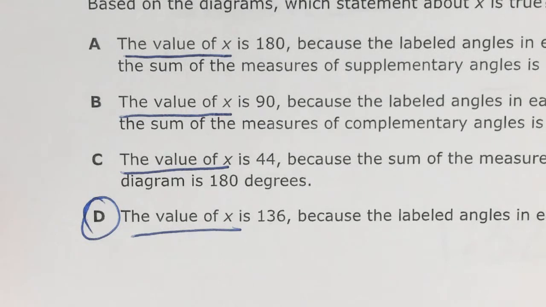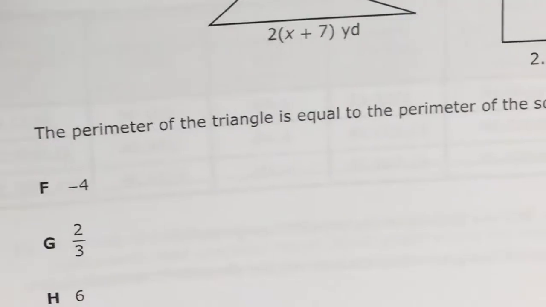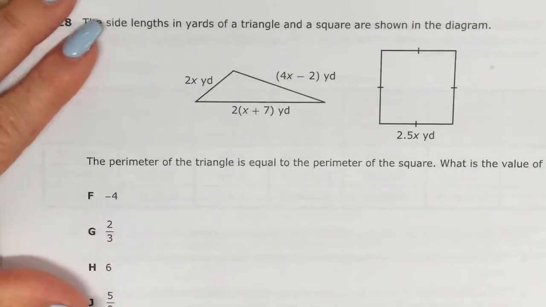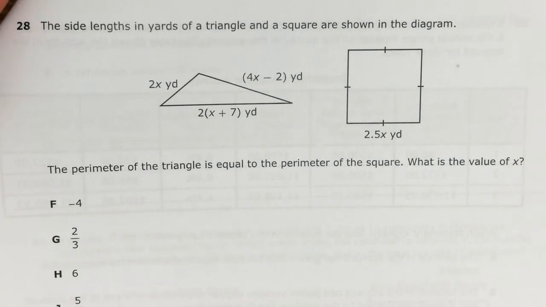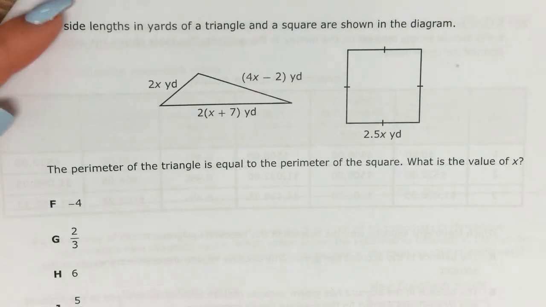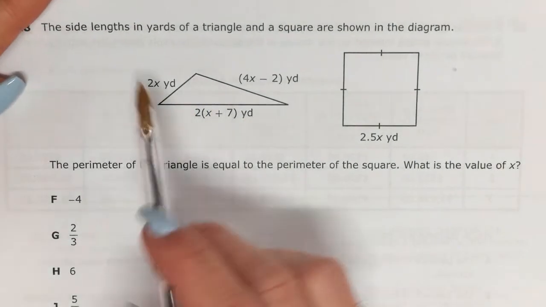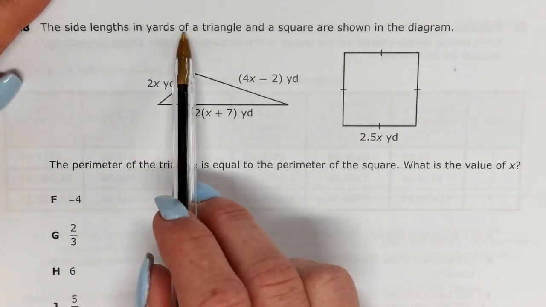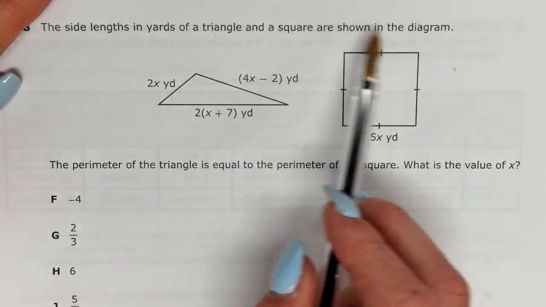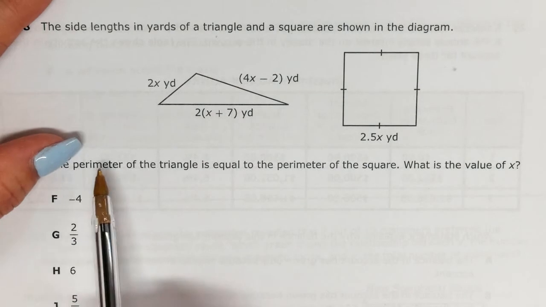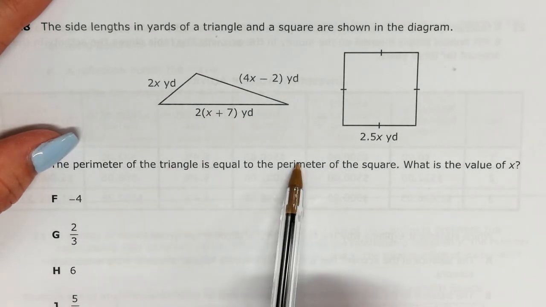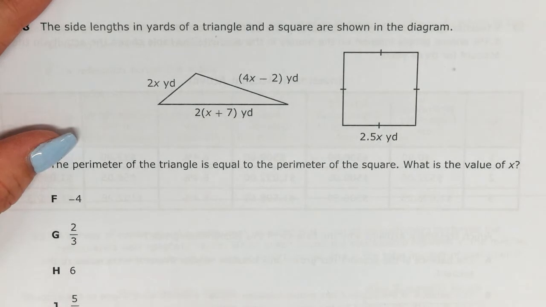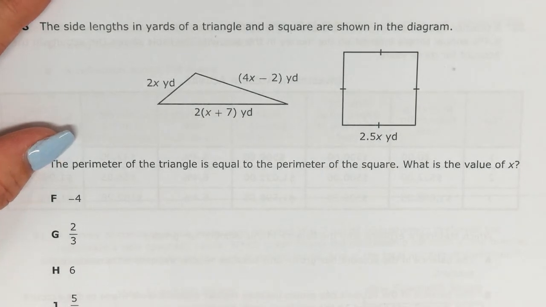All right, number 28. This one was challenging, and I haven't shown it to you like this, so make sure you're paying attention if you missed it. It says the side lengths in yards of a triangle and a square are shown. The perimeter of the triangle is equal to the perimeter of the square. What is the value of x?